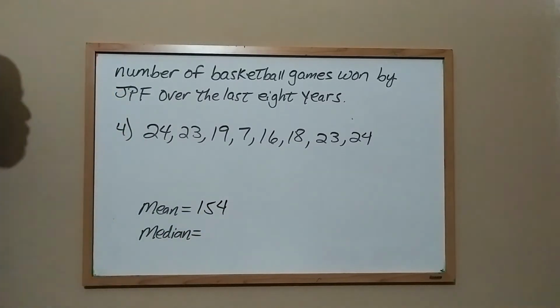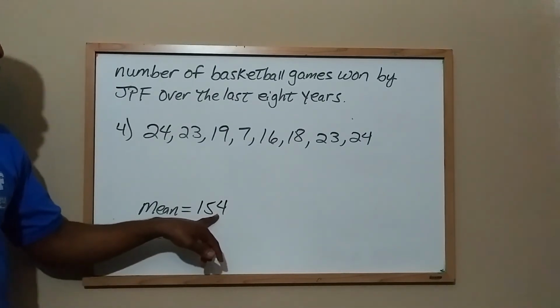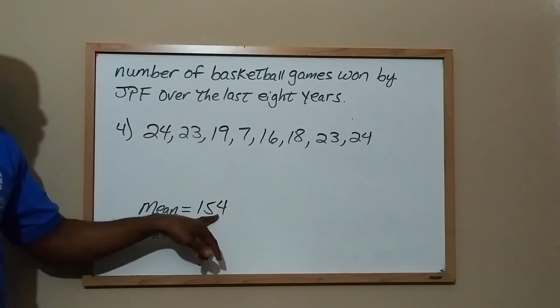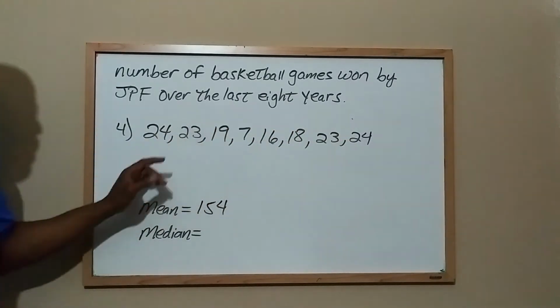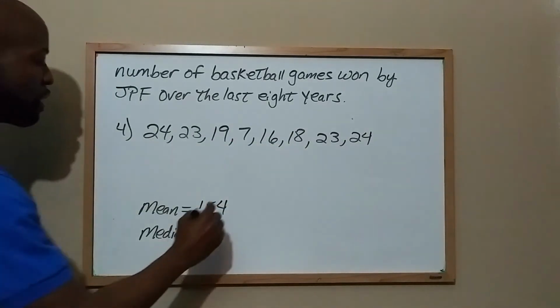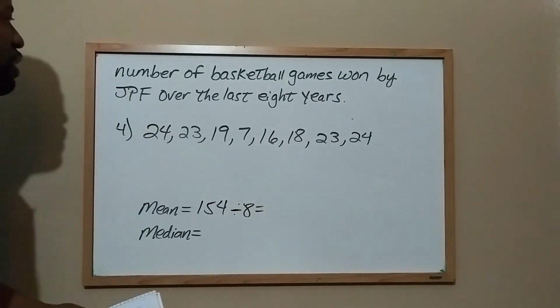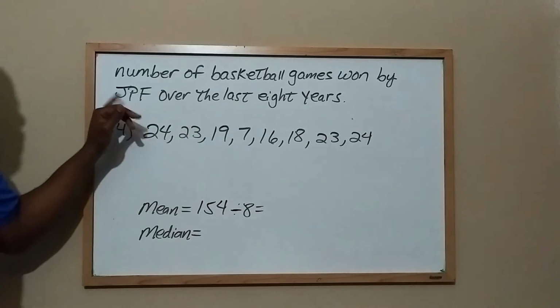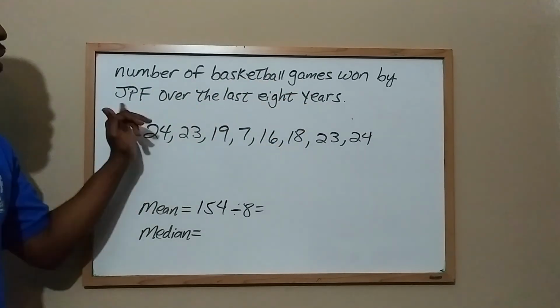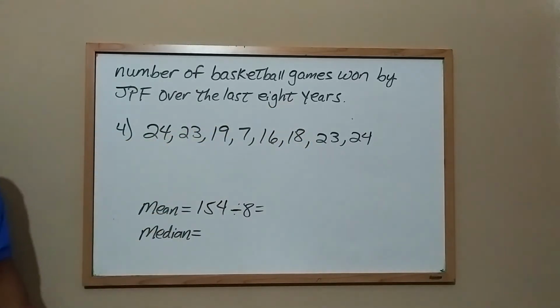If we add up all of the numbers in this example, we get 154. This is my total. I need to divide 154 by the total amount of numbers in the list: 1, 2, 3, 4, 5, 6, 7, 8. So there are 8 numbers in the list. Also, the description says the number of basketball games won by JPF over the last 8 years, so it's an indication that I should have 8 numbers. So 154 divided by 8. We come up with 19.25.